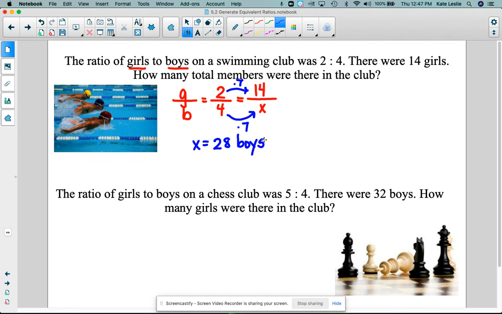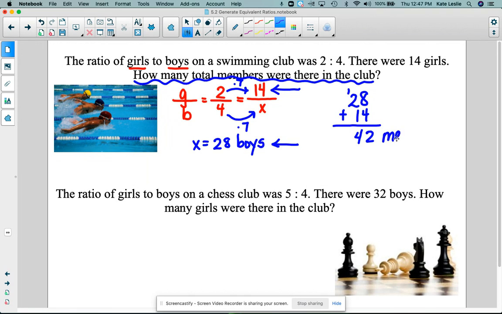Okay, well, the problem here is that's not the question they asked us. They asked how many total members were there in the club. Okay, so this is important. There were 14 girls and 28 boys. So we're going to have to add those together. So we have 28 boys plus 14 girls. There are a total of 42 members.